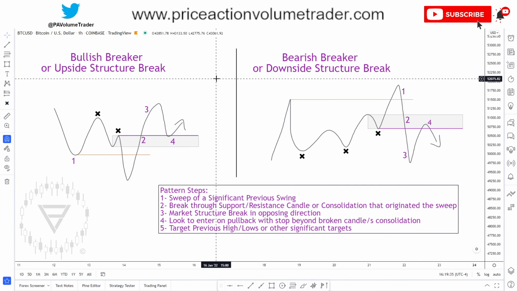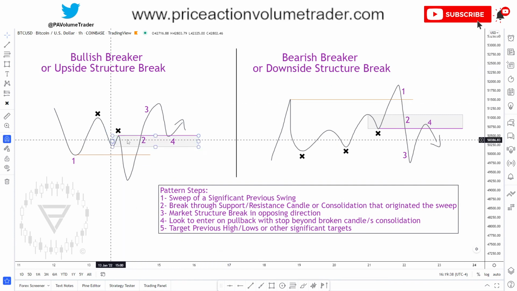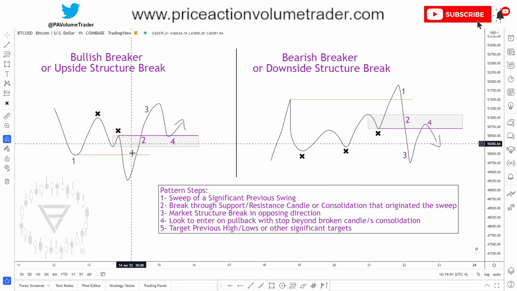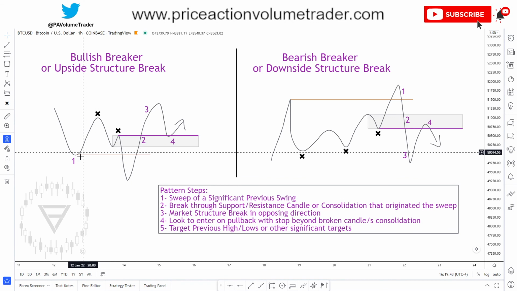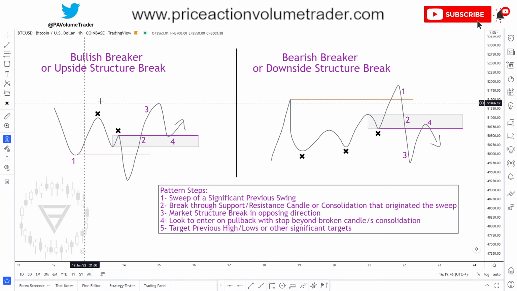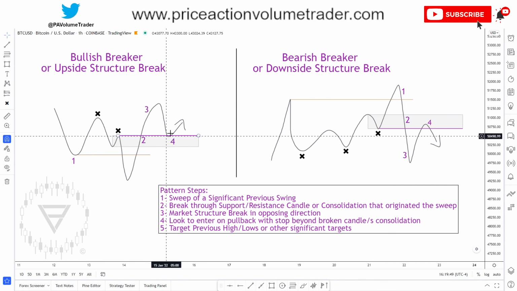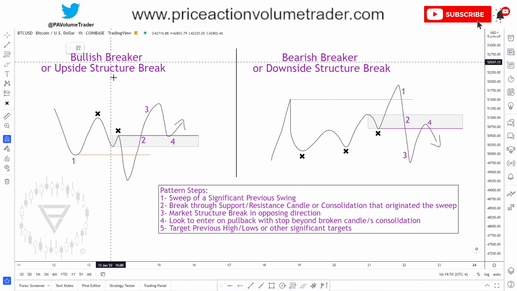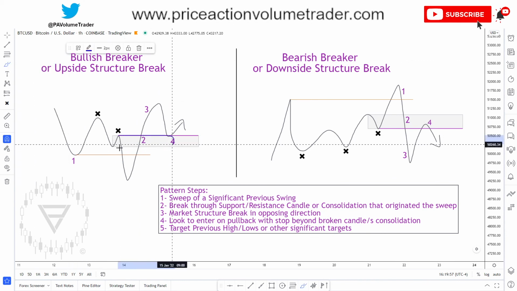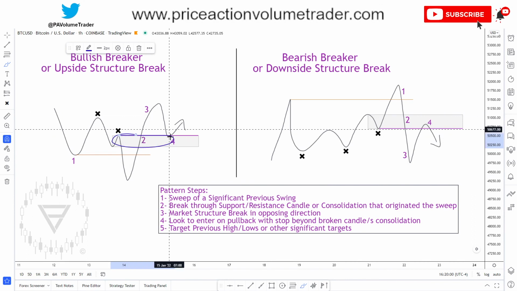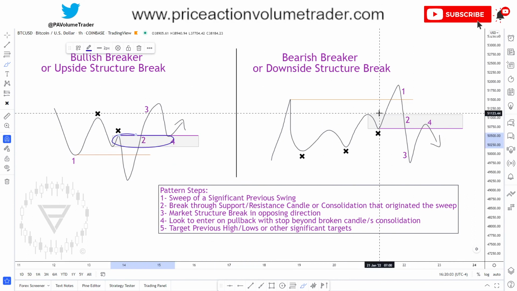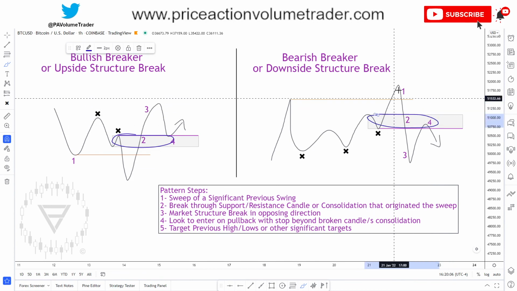And again, the whole principle of this is basically an area of support or resistance that is broken after we have changed market structure, and then we're just looking for a retracement and we look for the inverse reaction from the other side. So a bullish breaker, this is failed resistance that is now turned to support, and a bearish breaker, this is failed support that now turns into resistance. Okay, so that's basically the whole principle behind this popular pattern.